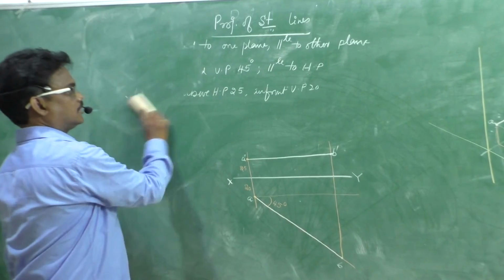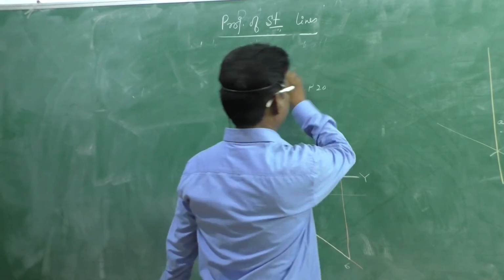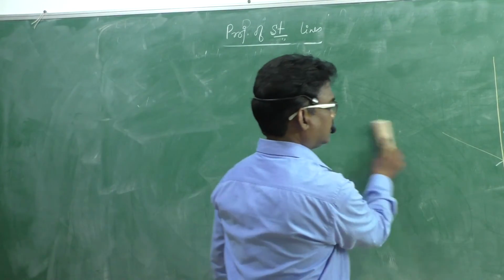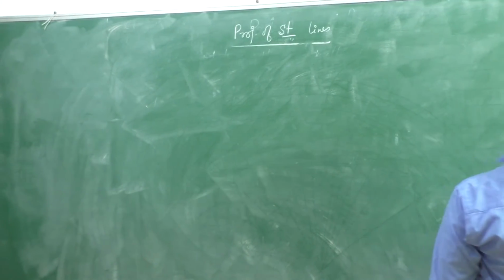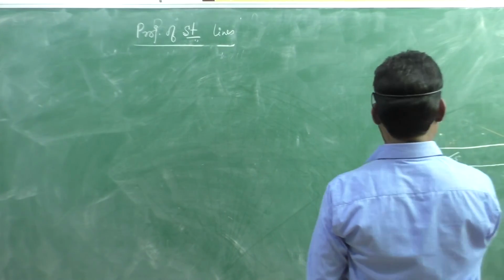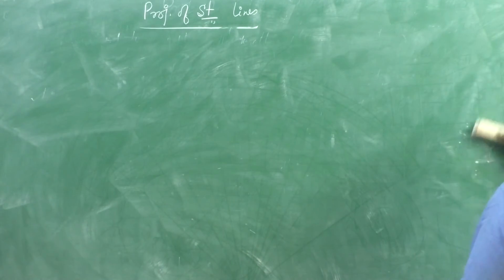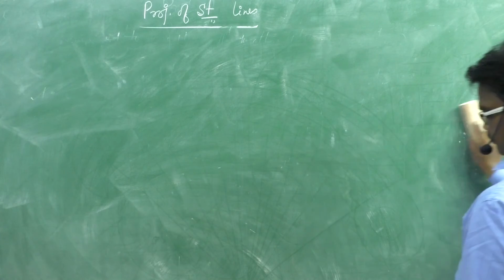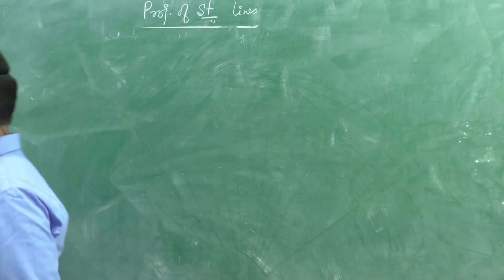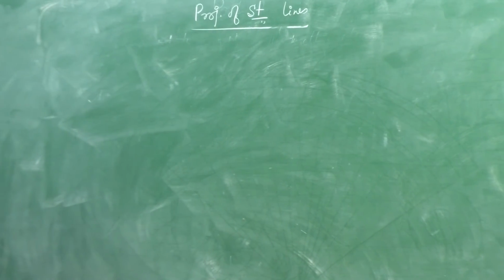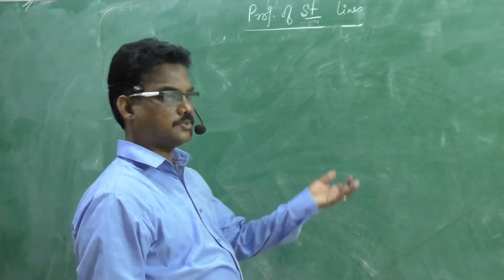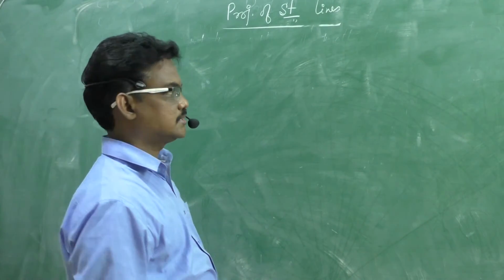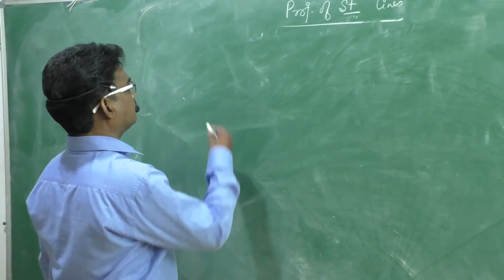Right. A line of 50 mm length is inclined to HP at 45 degrees and parallel to VP. And the lower end of the line is 10 mm above HP and 10 mm in front of VP. Draw its projections.